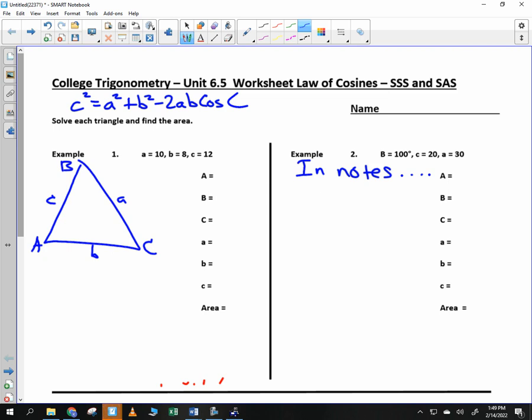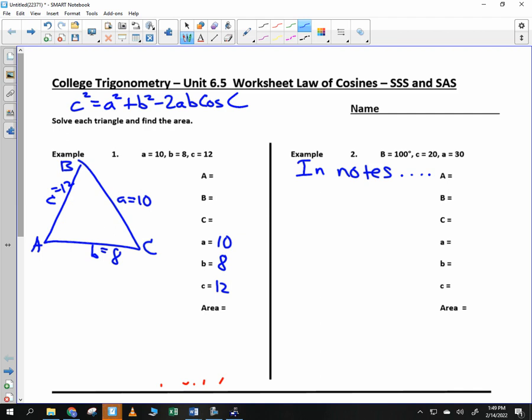Turn to your homework and please look at example 1. We're not going to do example 2 that's in your notes. In this one, I have side A is 10, side B is 8, and side C is 12. We're going to do that here in a little bit. Okay? Classify the triangle. What kind of triangle is it?